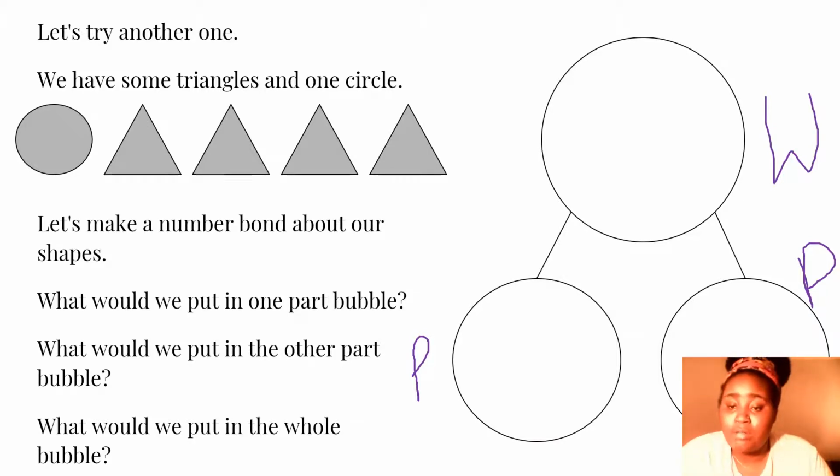So I'm going to count to see how many shapes I have all together. That means all of the shapes. Let's count. 1, 2, 3, 4, 5. So I see that I have 5 shapes all together. So I'm going to put that in my whole bubble.